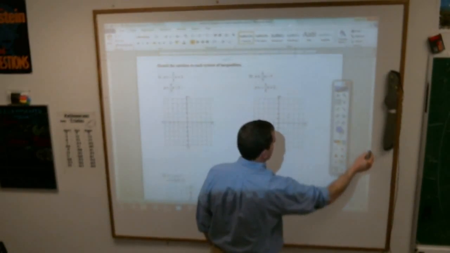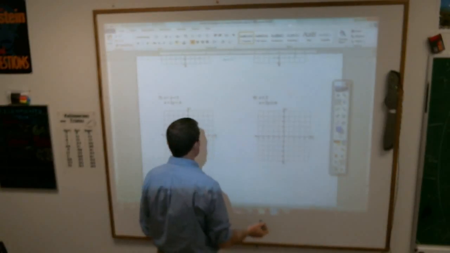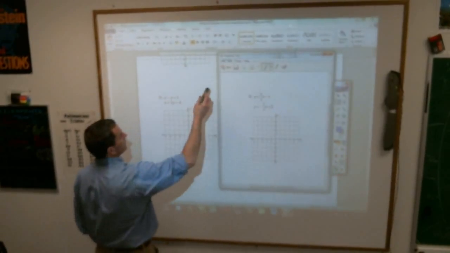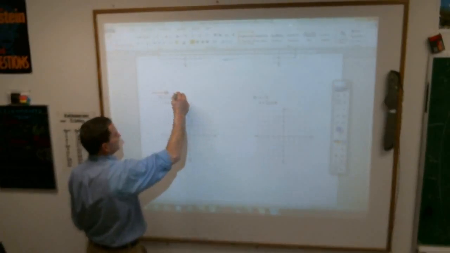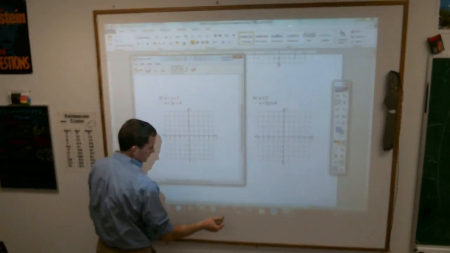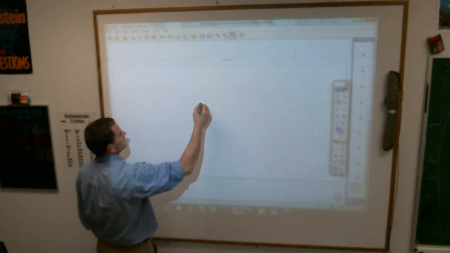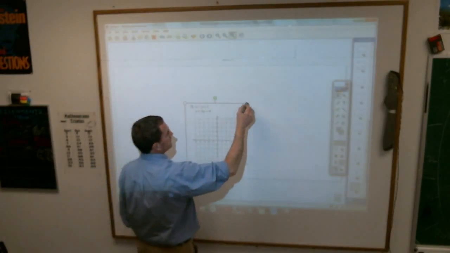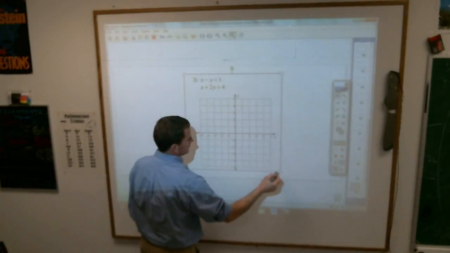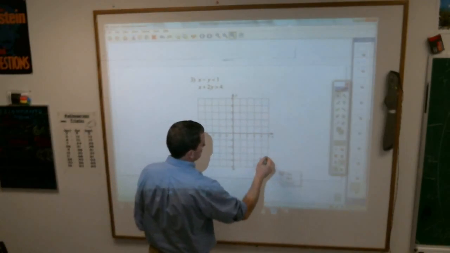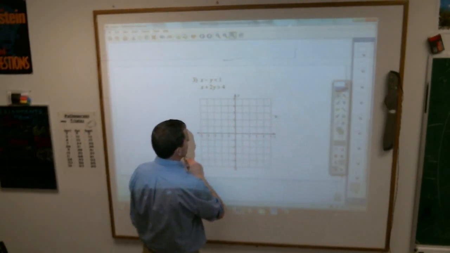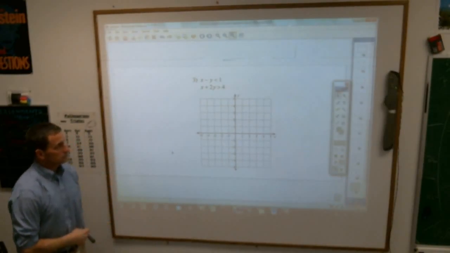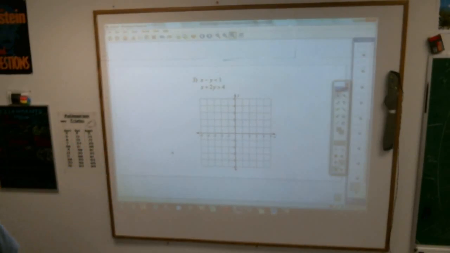Where it went. To me, it's kind of fun. You're not doing long multiplication. Graph both of those and show me where they overlap.